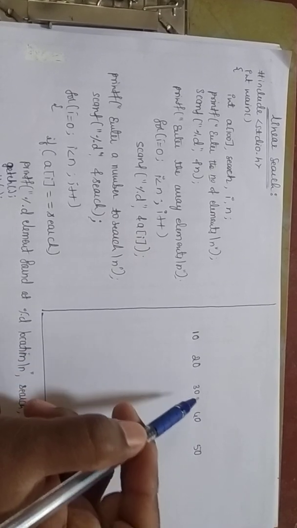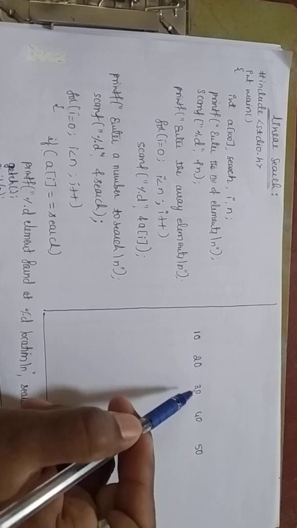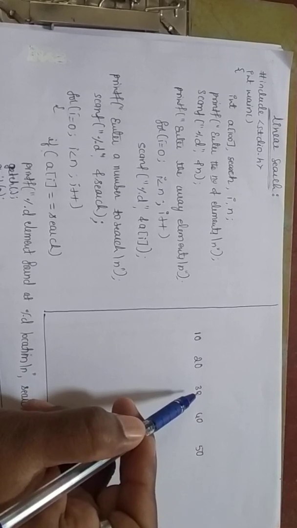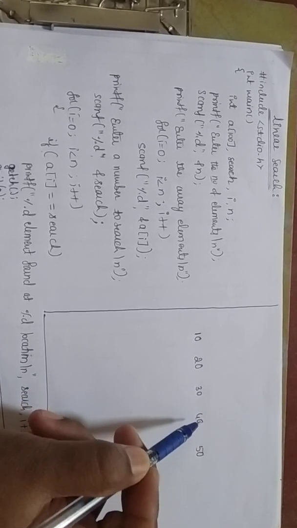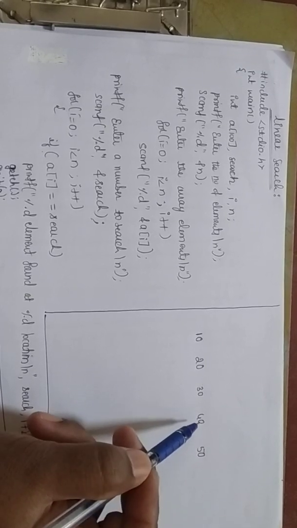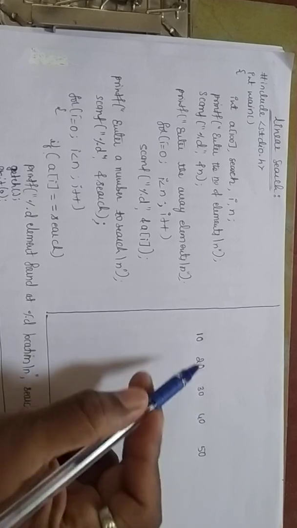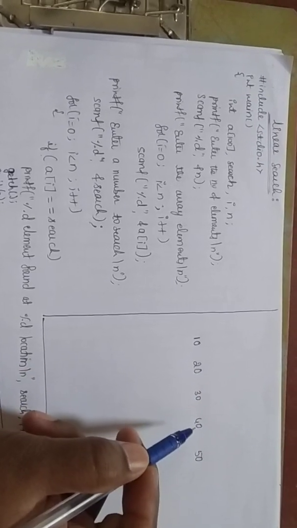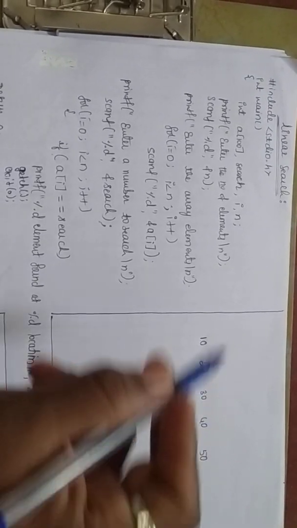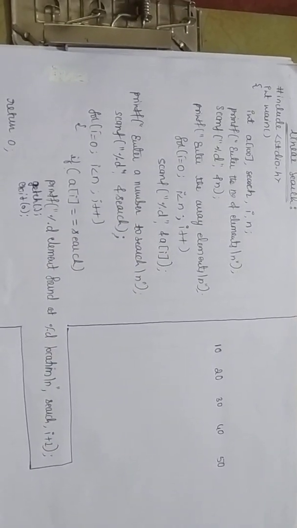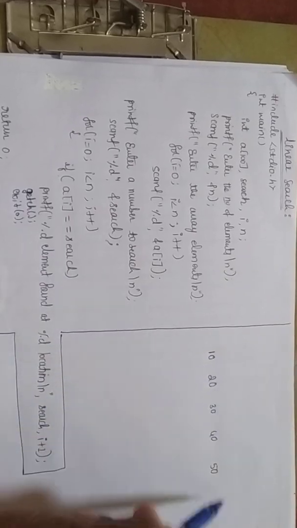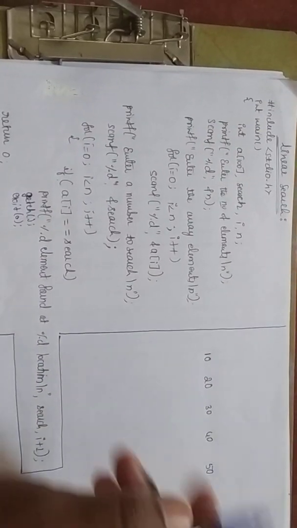Then I will jump to the element called 30. Now I will compare whether 40 is equivalent to 30, no. Next I'll jump to 40. Now I'll compare whether 40 is equivalent to 40, yes. Now I can say that this is my searching element, found at the 1, 2, 3, 4th location. So this is what we are going to discuss here. We are writing some logic using a for loop and all. So linearly we search the particular element, that's all.